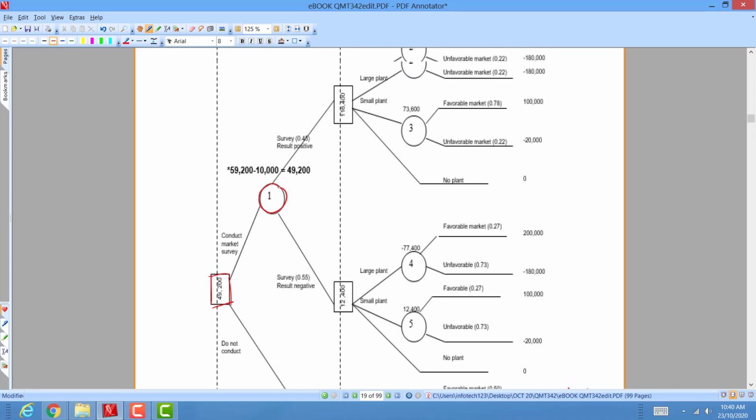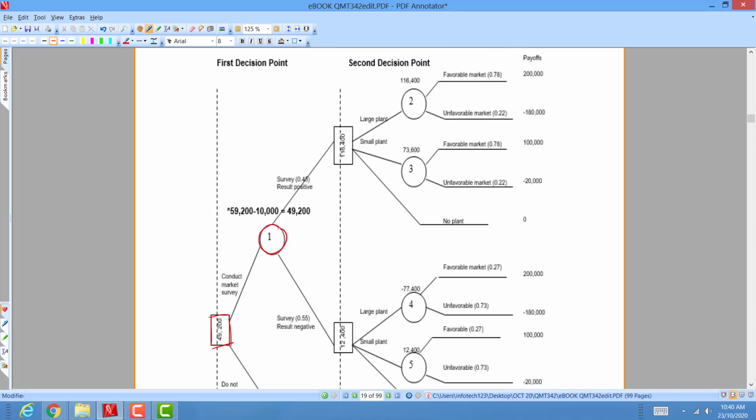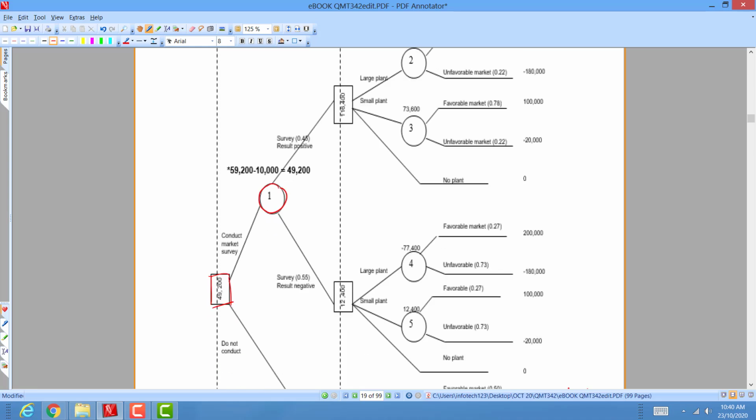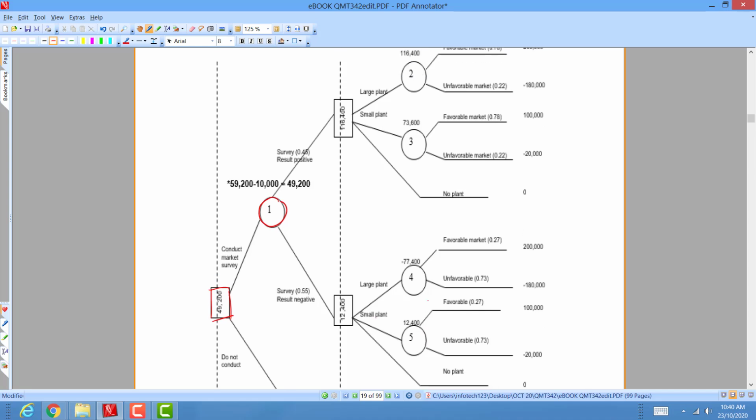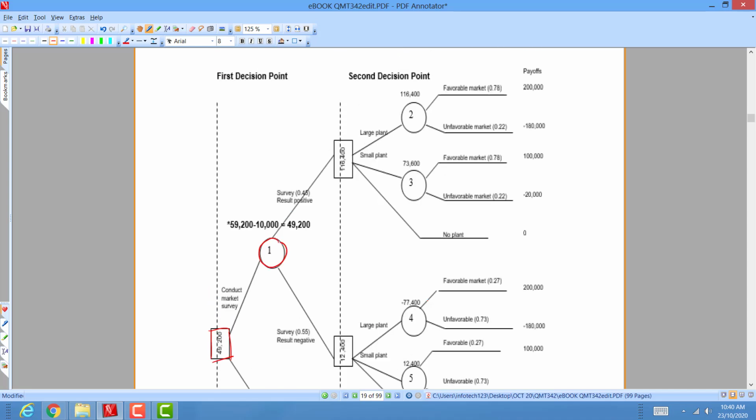Inside positive and negative, we have the decision of constructing a large plant, small plant, or do nothing. Same goes with the negative survey: we have the decision on large, small, or do nothing. All the payoff or profit values will be the same except for the probability values. If you look here, the probability values are not equal. You should read what the probability value is.